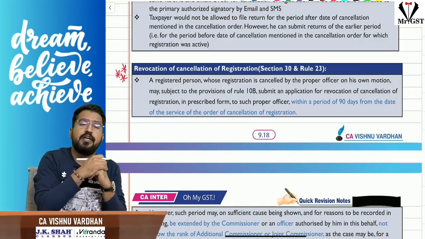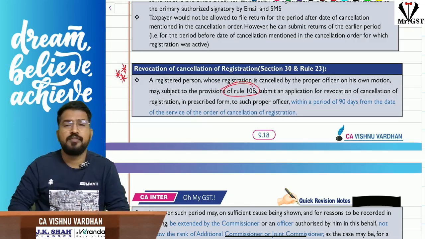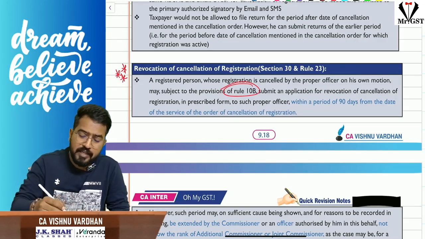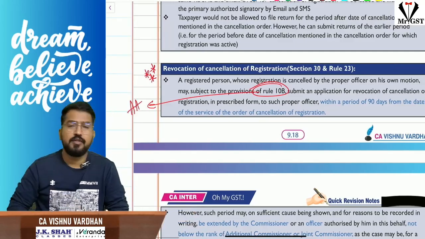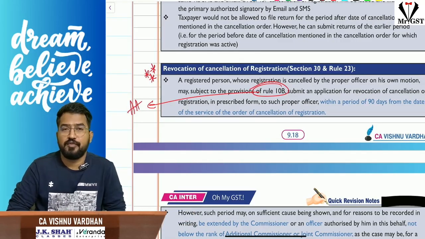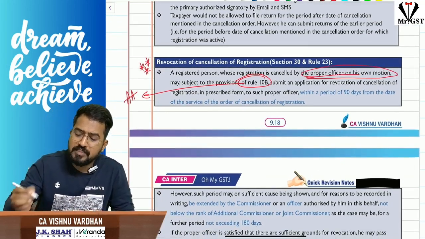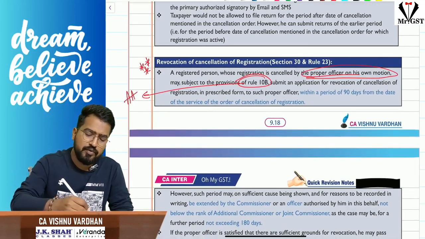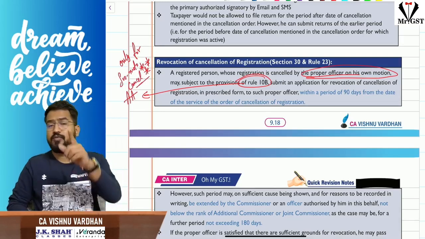You can ask for the revocation, but you can ask this only provided you have complied with rule 10B. What is rule 10B? Just now we have seen Aadhaar authentication. So only if you have done Aadhaar authentication, you can ask for revocation, if you remember. And this can be asked only in case of suo moto cancellation by proper officer. Revocation of cancellation only for suo moto cancellations, not for voluntary cancellation.